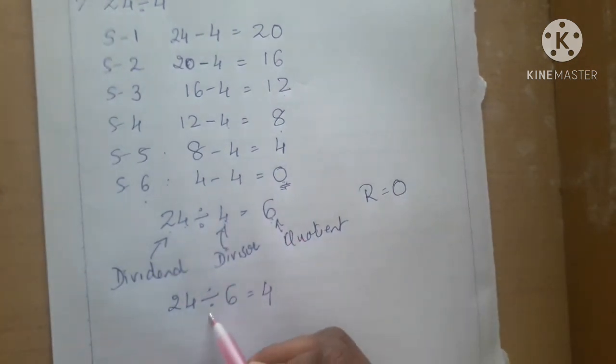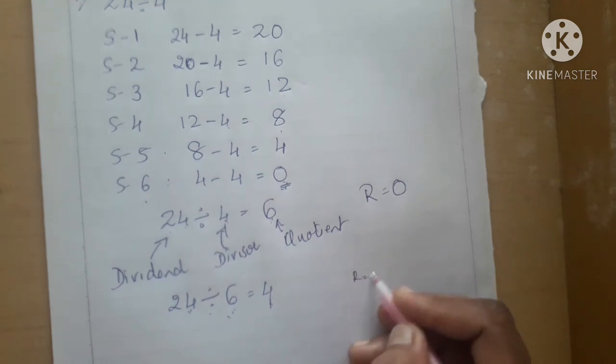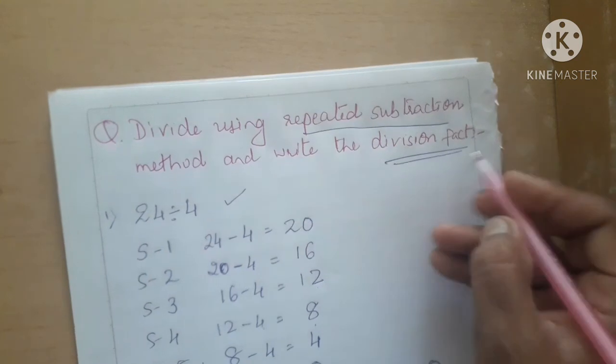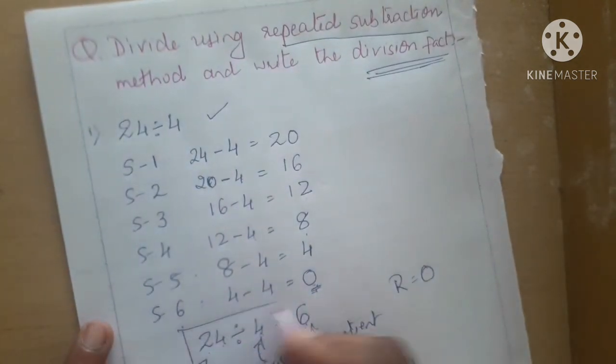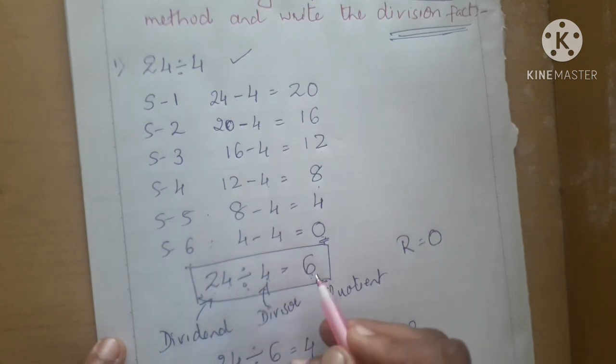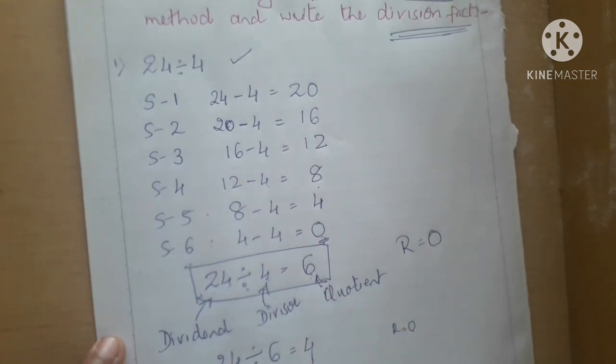When I am writing this, what does it mean? That is, 24 is the dividend. What is the divisor? Divisor is 6. What is the quotient here? Quotient is 4 and the remainder is 0. Okay. So for this question, what is the division fact? Division fact is this one: 24 divided by 4 comes to 6.